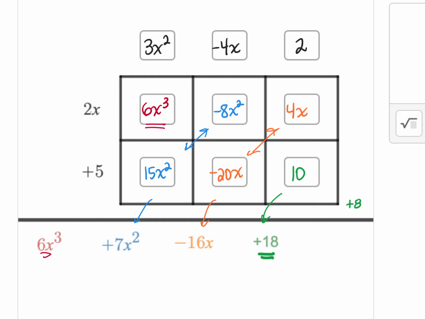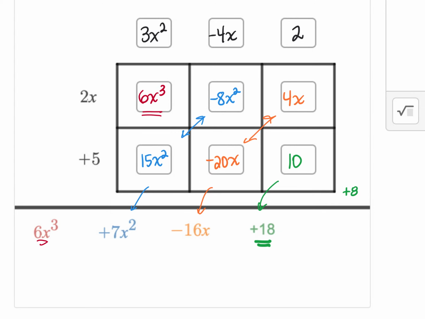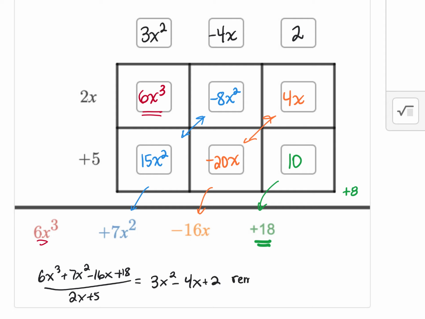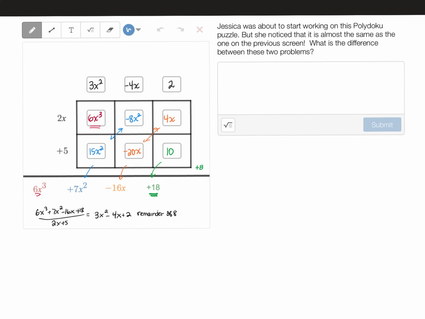So really, if we were to say, our polynomial, let me write this here, 6x cubed plus 7x squared minus 16x plus 18, if we divide that by 2x plus 5, we get 3x squared minus 4x plus 2 with a remainder of 8.